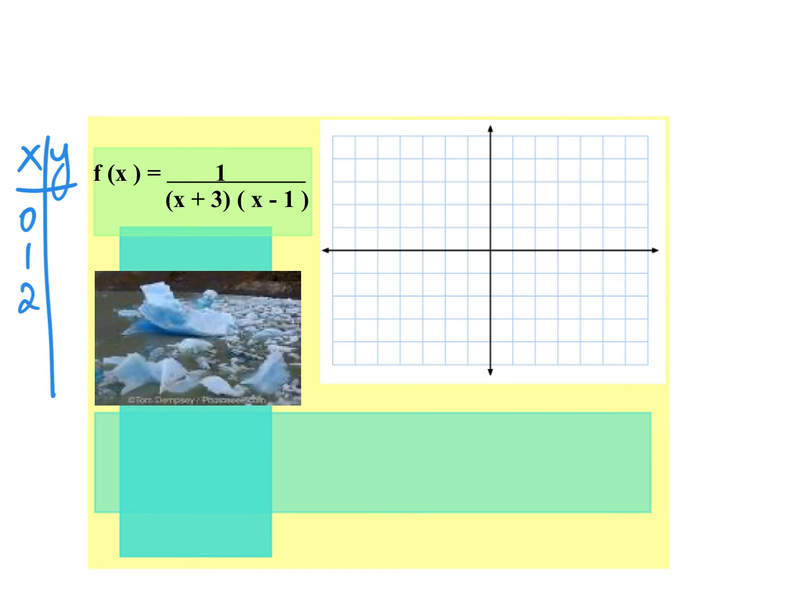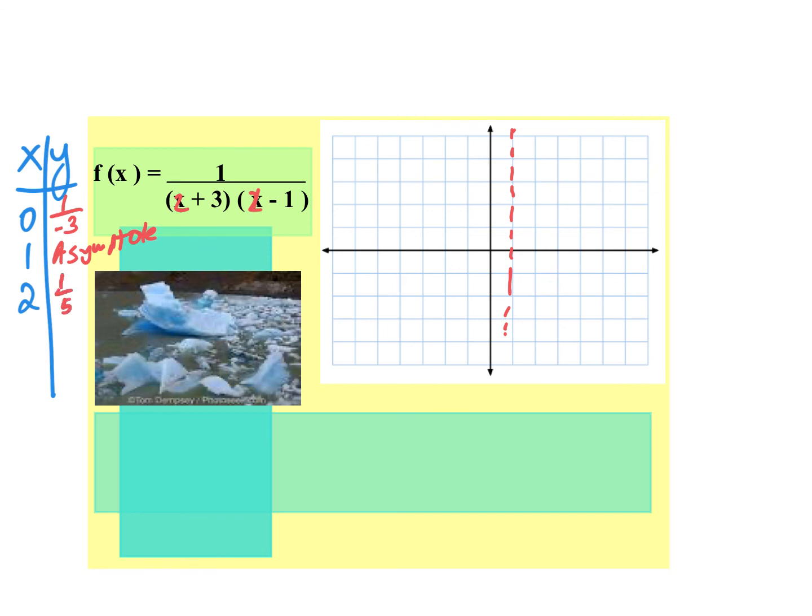Okay, if I put in 0, I get 1 over -3, or -1/3. I hope you figured out to put in 1. I hope you figured out that you end up with a 0 on the bottom, which would be the asymptote. So at 1, there's an asymptote. What if I put in a 2? If I put in a 2, I get 5 times 1/5.